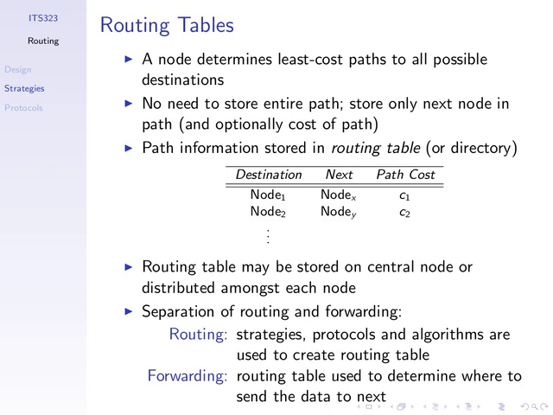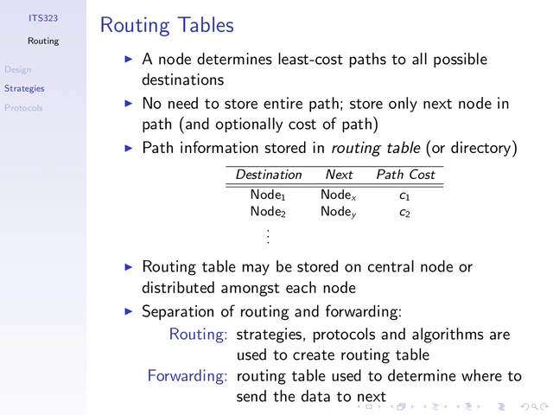Node 4 would have a routing table. In one row, it would say destination node 6, next node 5, and possibly the cost. So in fact, what we need to store is destination node and next node. And that simplifies what we need to store at each node. And this is called the routing table, or a routing table.